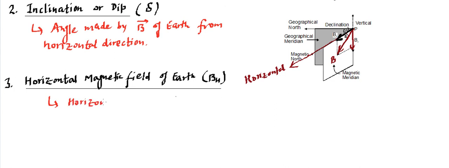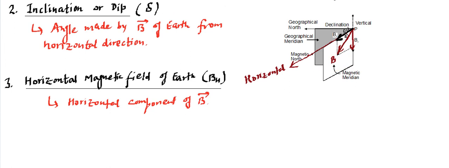Horizontal component of Earth's magnetic field, the net magnetic field of Earth. So these three are called elements of Earth's magnetism, and if we know all these three, we can find what the B is going to be, or we can have a reverse calculation, whatever is needed.